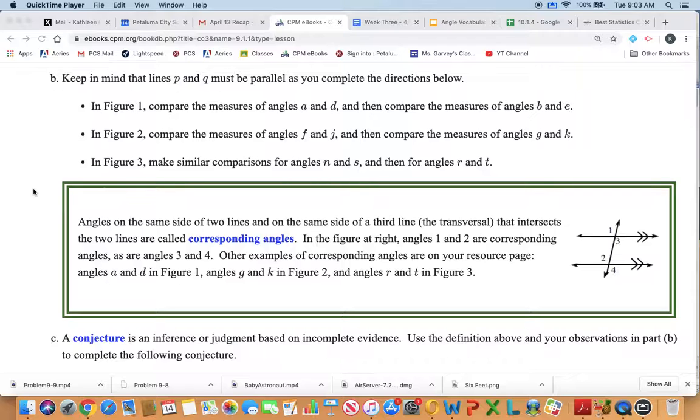Now we're doing 9-2B. In this question, we need to compare the angles of measures A and D, and then compare the measures of angles B and C. So we're supposed to do that for all three of these figures, comparing these angles. So let's take a look at those.